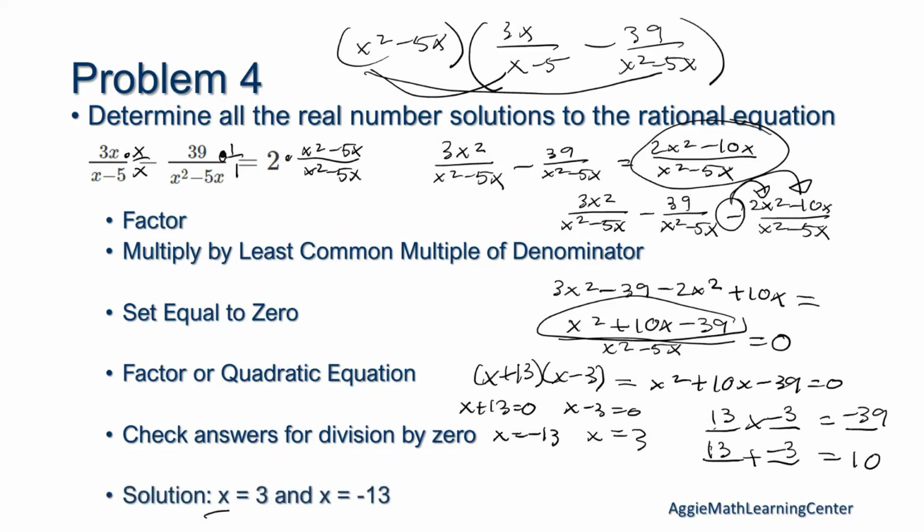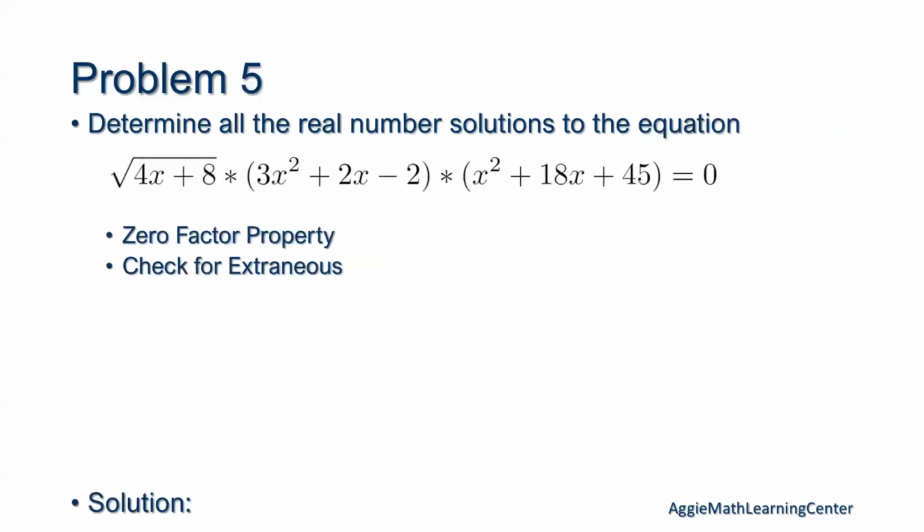And then we see down here, x is equal to 3 and x is equal to negative 13. Now we want to determine all the real number solutions to the equation. We'll just use the zero factor property because it's already separated out into terms. We know from the zero factor property that at least one of these terms has to be 0, so we'll check that.